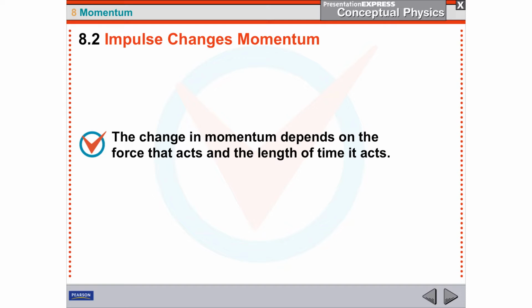An impulse, by definition, is going to be the time multiplied by the force. So if you exert a force over a certain amount of time, that's called an impulse. The amount of impulse will affect the change in momentum.